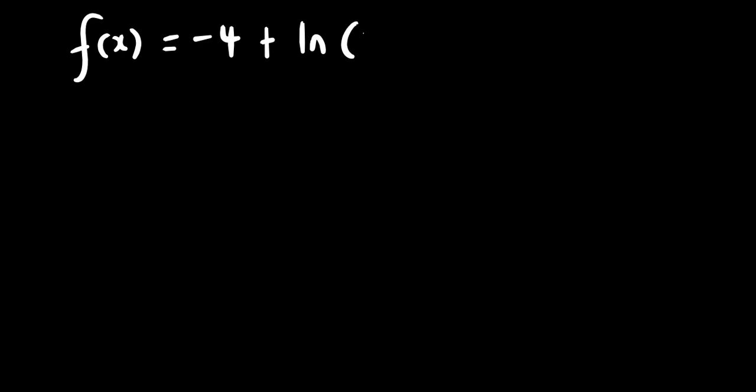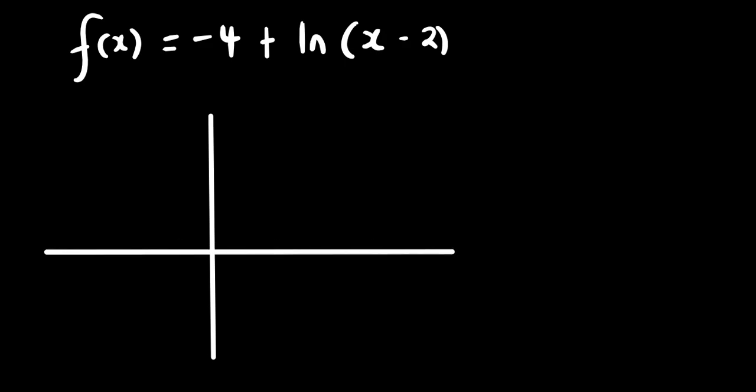Now let's solve the last question. Let's say you have f of x is equal to negative 4 plus natural log of x minus 2. So what are you going to do? Allow me to draw the graph in advance. Let's say this is our y-axis, this is our x-axis. We get what is in the log and equate it to 0 to find where our vertical asymptote is.